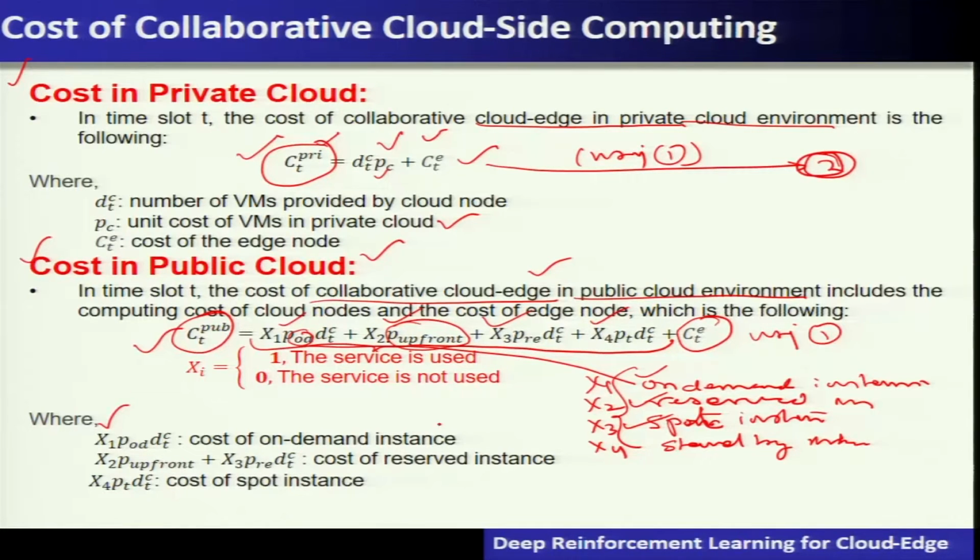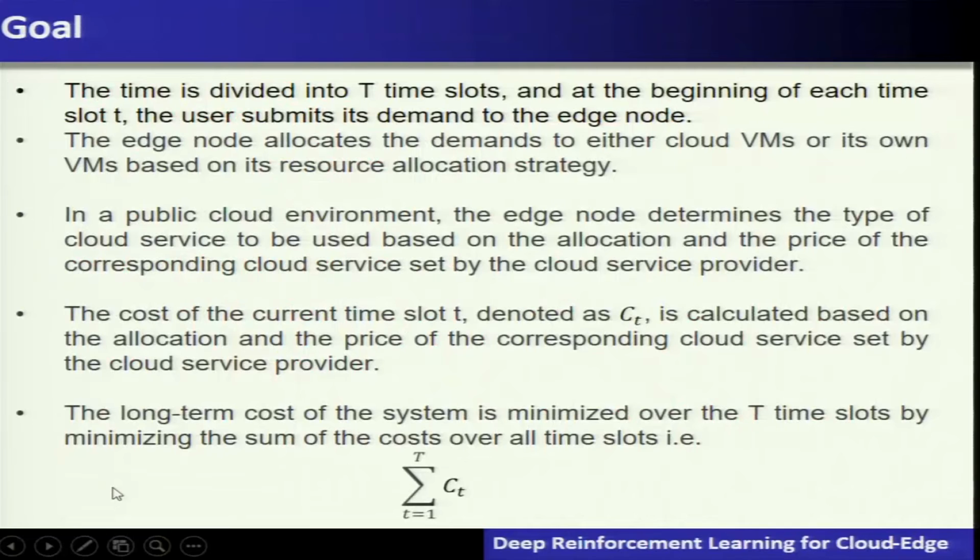So X1 means the cost of on demand instance, X2 means the cost of reserved instance. There are two types of reserved instance that they have considered, and the third one is the cost of spot instance. So there are 4 different types which are mentioned over here. I have already explained it. So having understood this cloud edge collaborative environment, let us see what is the goal of resource allocation strategy.